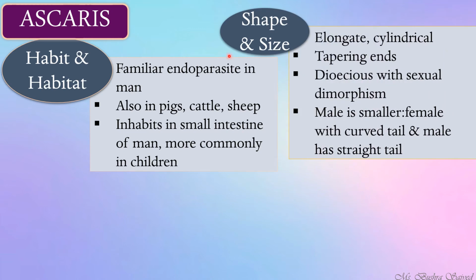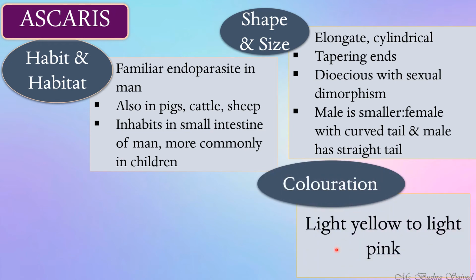The shape and size of Ascaris is an elongate cylindrical structure. They have tapering ends. It means that they have pointed ends. They are dioecious with clear sexual dimorphism. Male will be smaller with a curved tail, and female will be larger with a straight tail. Color, when we talk about, they are light yellow to light pink. If you see the fresh specimen of Ascaris, they are around light yellow to light pink.